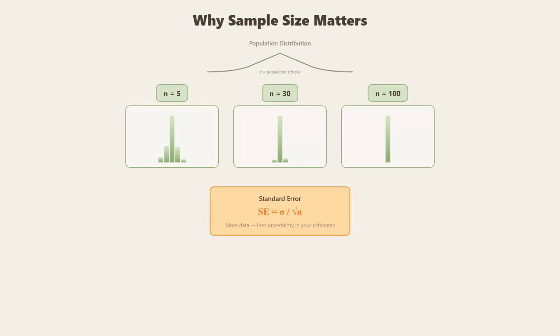This is the standard error formula in action: sigma divided by square root of n. The key insight? More data means less uncertainty about your estimates. But notice the square root. You get diminishing returns. Going from 5 to 30 helps a lot, from 30 to 100 less so.